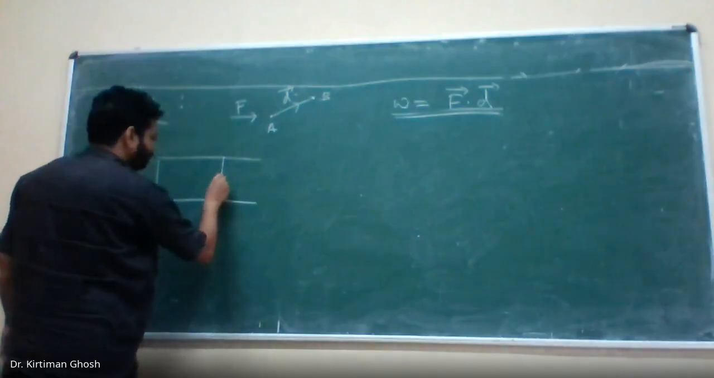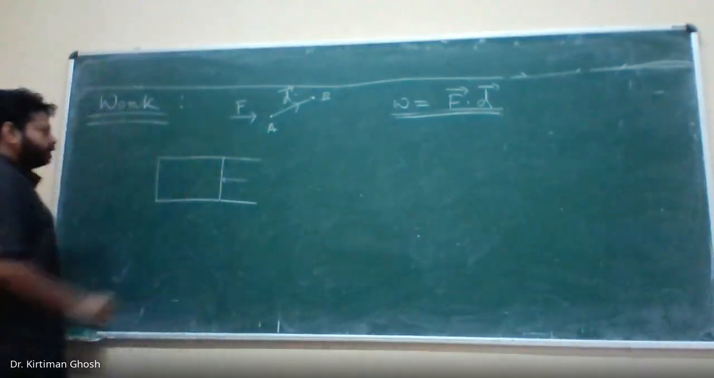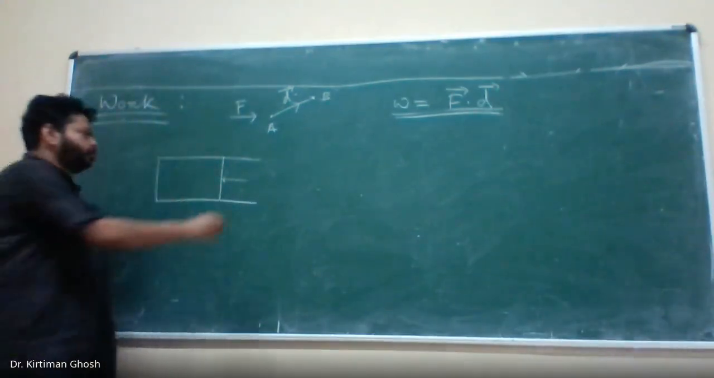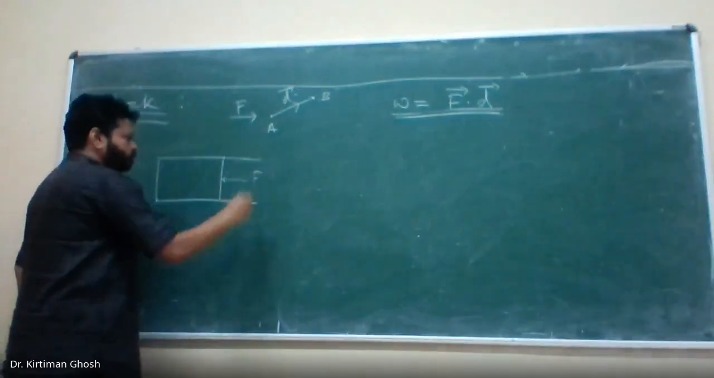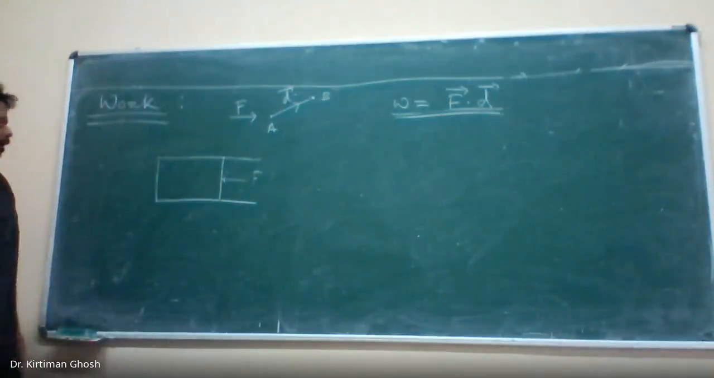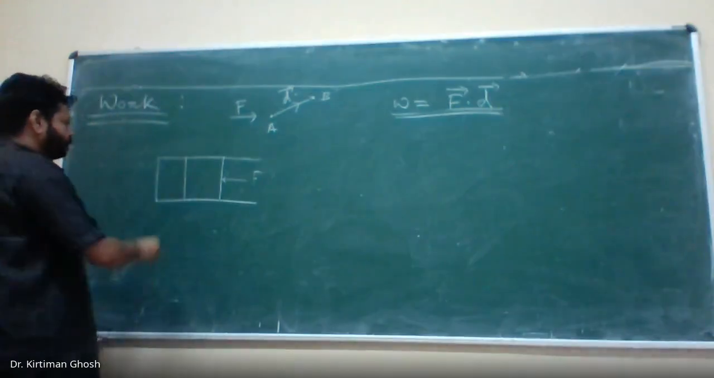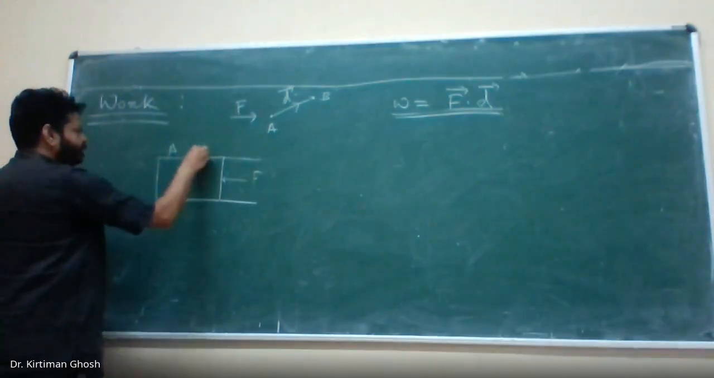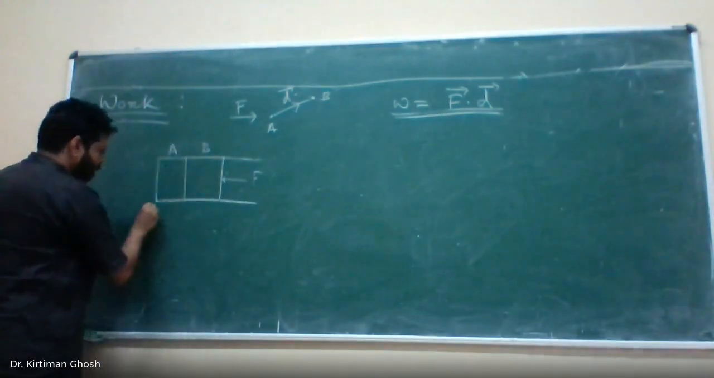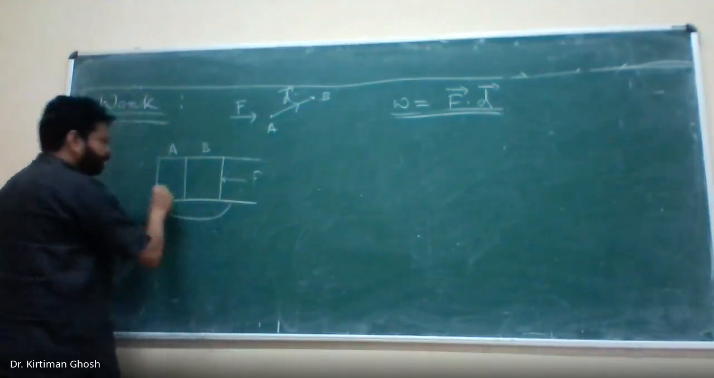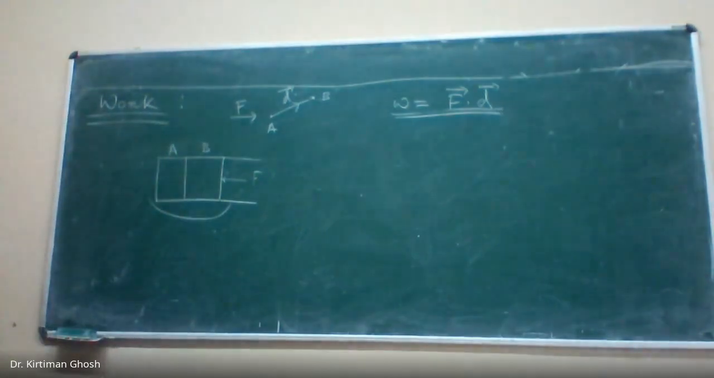There is a piston here. If you want to keep the piston fixed at this point, you need to apply some force on this piston. Let us assume that there is another piston here. There are two systems, system A and system B. And as a whole, A plus B is my thermodynamic system. There is a piston here.